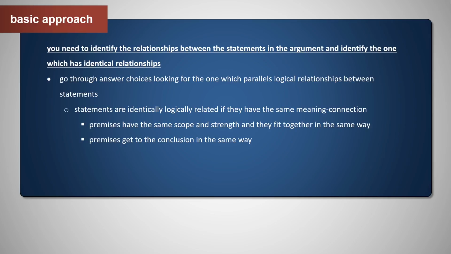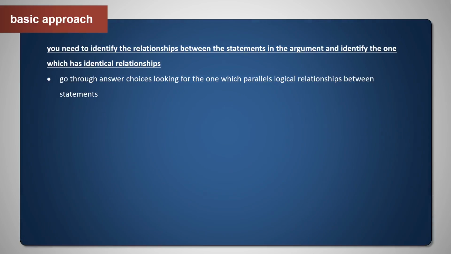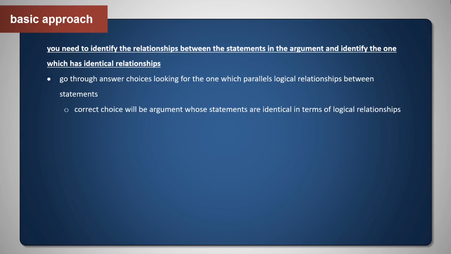So in addition to the same strength and scope, and how they connect together, they get to the conclusion, which is, I guess, a more general way of saying that. They need to get to the conclusion in the same way, and then the conclusion has the same strength and scope. So that's what you're looking for. That's what it means when arguments are parallel or logically identical. The premises have the same scope and strength and the same relationship. They get you to the conclusion the same way, and then the conclusion has the same strength and scope. So the correct choice will be an argument whose statements are identical in terms of those logical relationships.